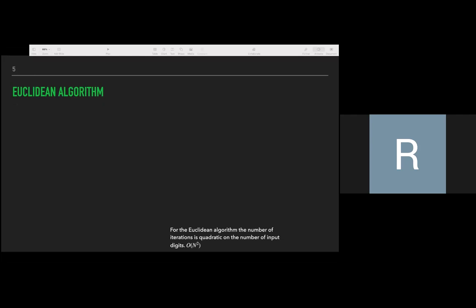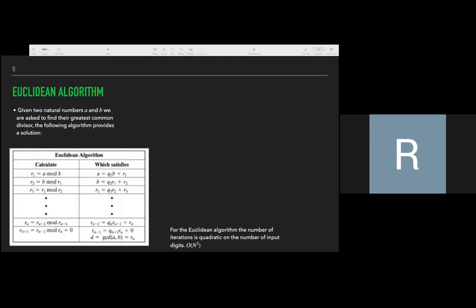So now I'm going to talk a little bit about the Euclidean algorithm. The Euclidean algorithm basically is an algorithm that, given two natural numbers, A and B, we are asked to find their GCD, greatest common divisor. This is the algorithm. Basically, it's pretty simple. I'll go over it quickly.